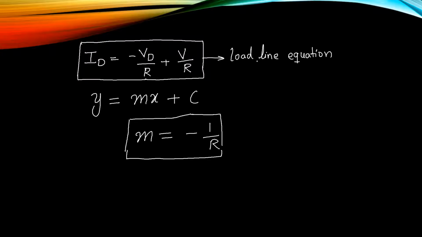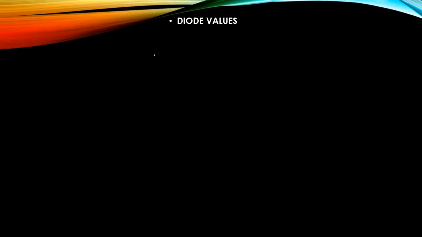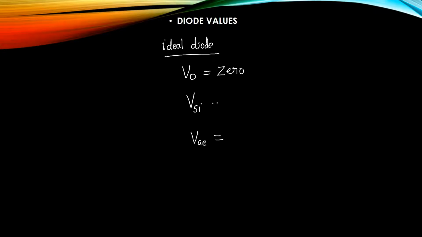Now let's discuss some important points regarding this diode. Whenever in the question an ideal diode is given, the voltage across the diode should be considered to be 0. Sometimes he will mention the voltage across silicon and germanium, so you have to remember these points. Voltage across the germanium diode will be 0.3 volts. Voltage across the silicon diode will be 0.7 volts.